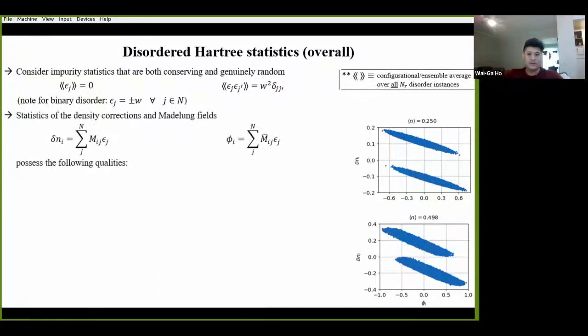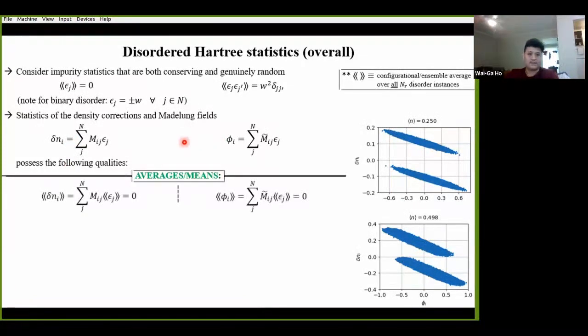All right. So now, having established this form for our impurity statistics, we can see how these carry through our disordered Hartree calculations and then affect the statistics of the charge correction and the Madelung fields. So first, if I take these identities and just sandwich them within the disorder average, well, as I saw before, the M and M tilde response functions both only depend on the intrinsic model parameters without any regard for statistics. As such, they can persist despite the disorder average, and they're ignored by the expectation values.